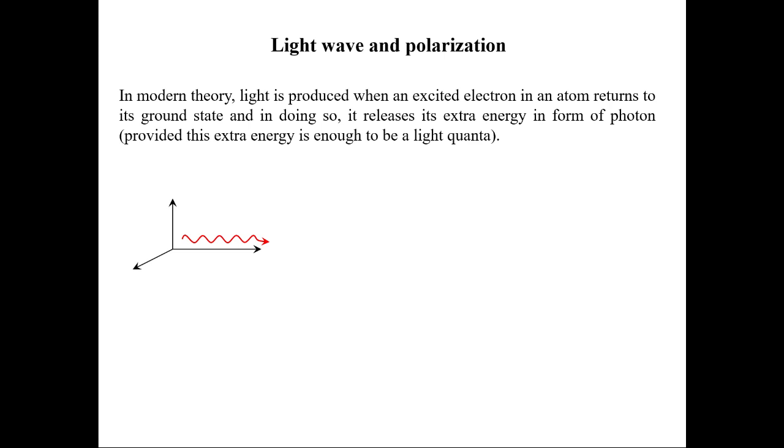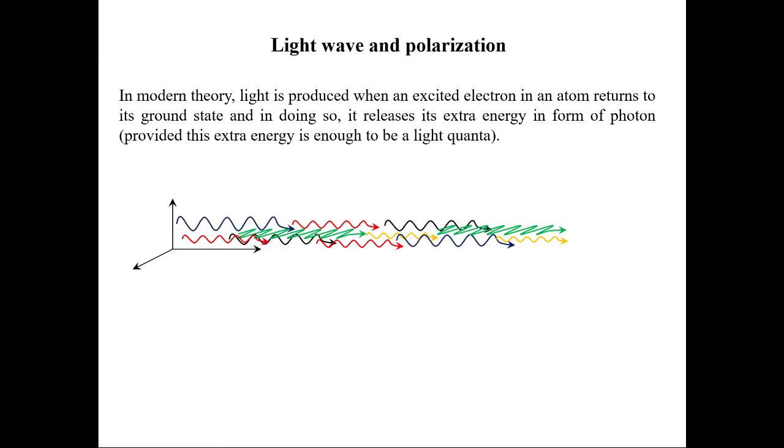So let the first wavelet be emitted and it is traveling along z direction. This is x-axis, this is y-axis. The vibrations of electric vectors are, suppose, along x-axis. Another wavelet is emitted now. The electric vectors of this wavelet are not bound to vibrate along x-axis, yet they are vibrating along y-axis.